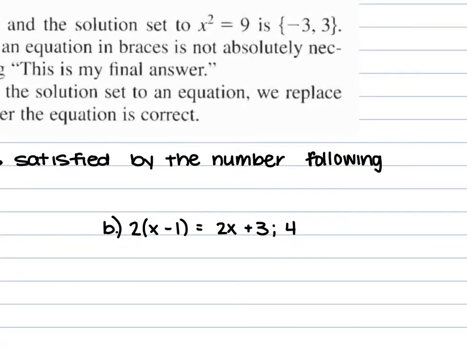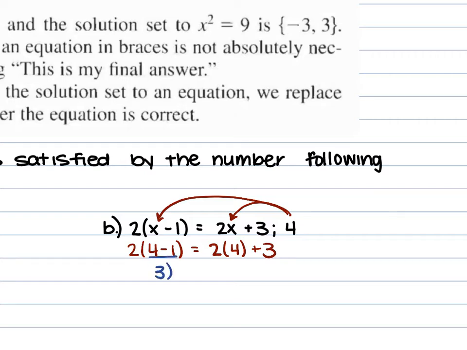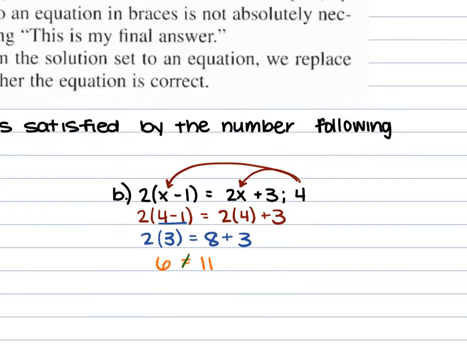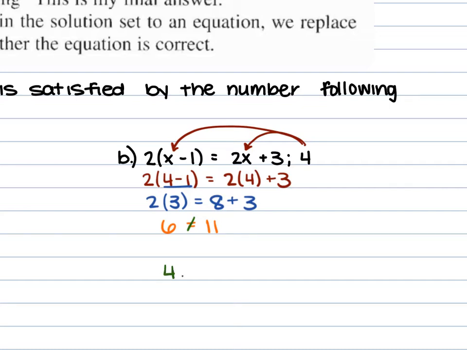For B, we have 2 times x minus 1 is equal to 2x plus 3, and we're given the number 4 as a solution. So we're going to plug that in everywhere we see x. So we're going to have 2 times 4 minus 1 is equal to 2 times 4 plus 3. The 4 minus 1 gives us 3, so that's 2 times 3 is equal to 2 times 4 plus 3, which is 2 times 4 is 8 plus 3. The 2 times 3 is 6. 8 plus 3 is 11. 6 is not equal to 11, so 4 is not a solution.